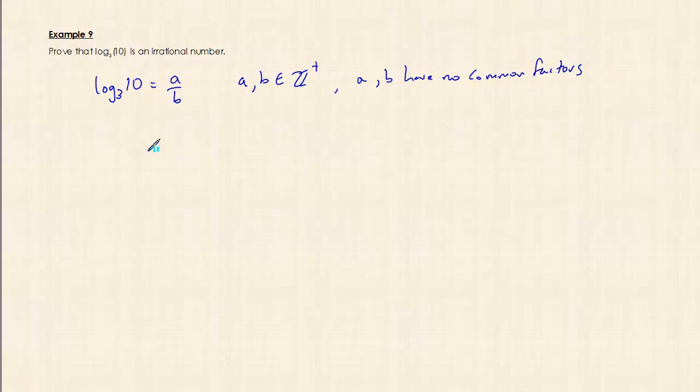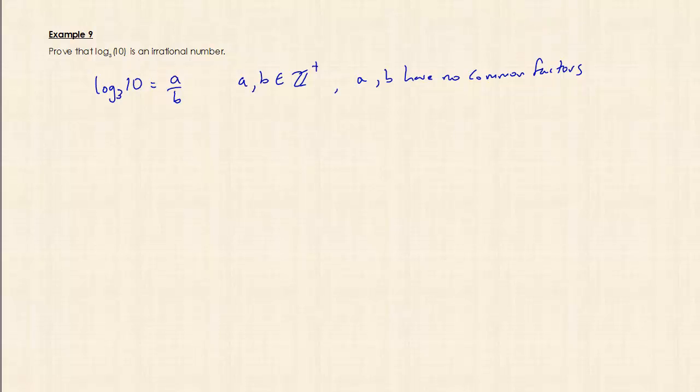Prove that log to the base 3 of 10 is an irrational number. Once again, contradiction is a good way of doing this. So let's assume that it can be. Log to the base 3 of 10 equals a over b. A and b, we can say, are positive integers, and a and b have no common factors. So it's a fully cancelled down fraction.